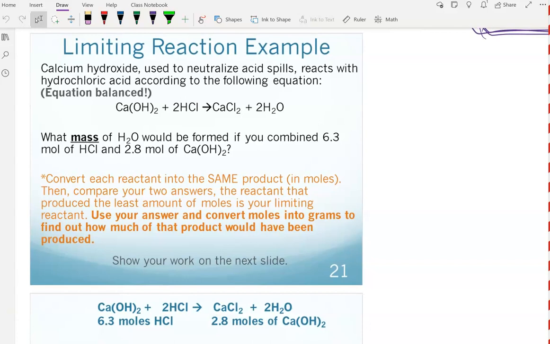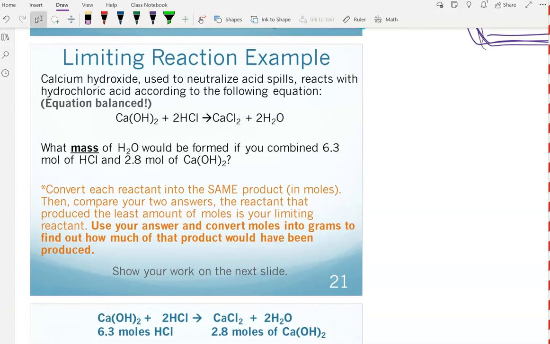So this problem here, first of all, the reaction: I have calcium hydroxide and hydrochloric acid, which will create calcium chloride and water. This is actually an acid-base reaction, which we will cover later in the semester. And the question is, what mass of water, and water is one of the products, would be formed if you had 6.3 moles of HCl and 2.8 moles of CaOH2, which is calcium hydroxide.